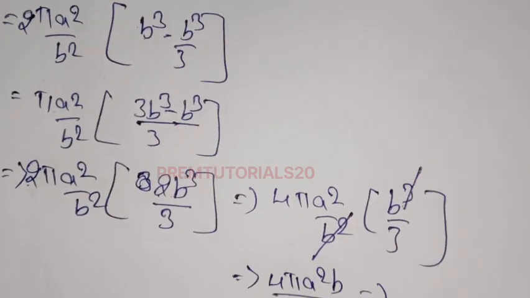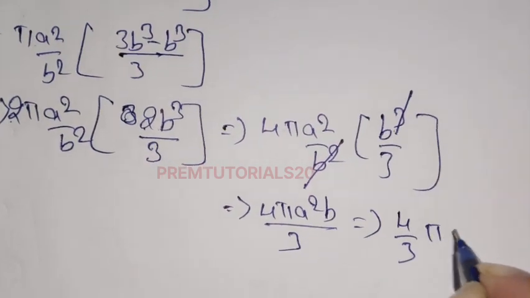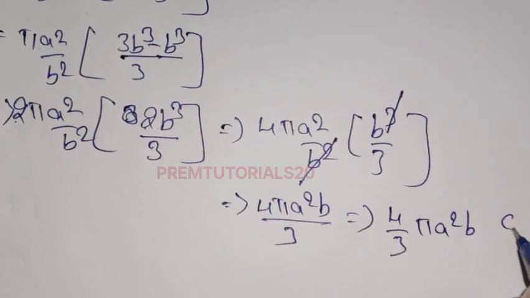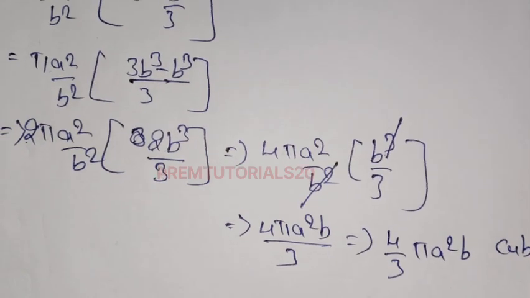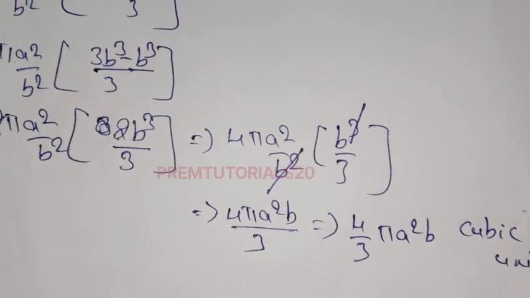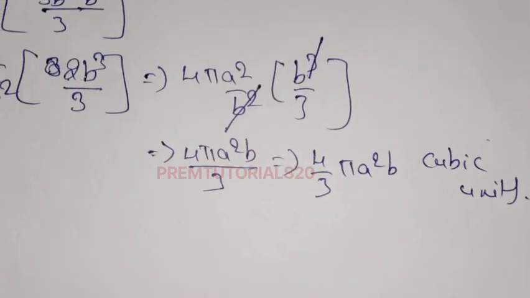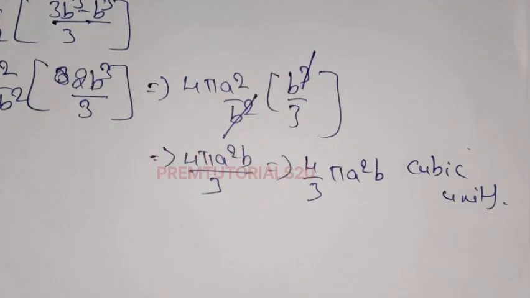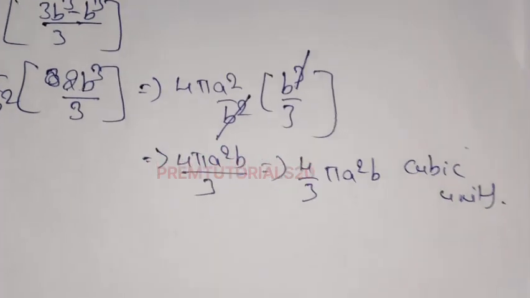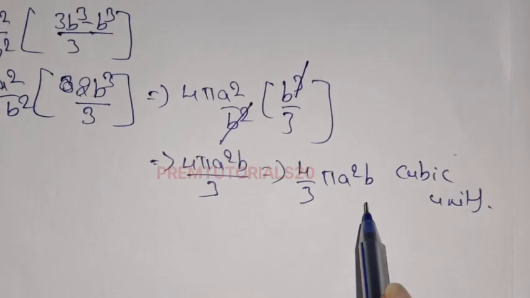Let it be written clearly as 4 by 3 pi a square b cubic units. So this is the final volume of the ellipse. The volume of the solid when the ellipse rotates around the minor axis is 4 by 3 pi a square b cubic units.